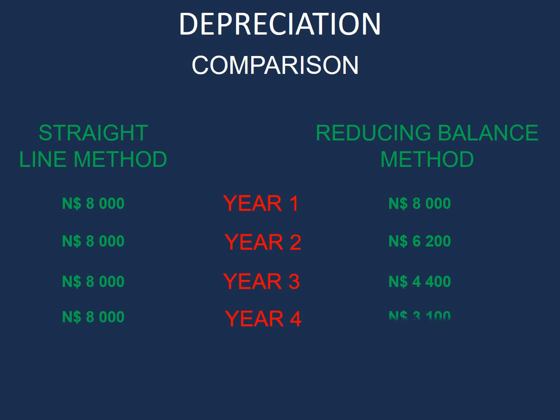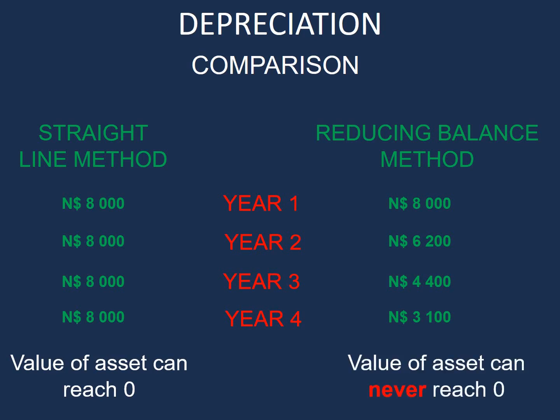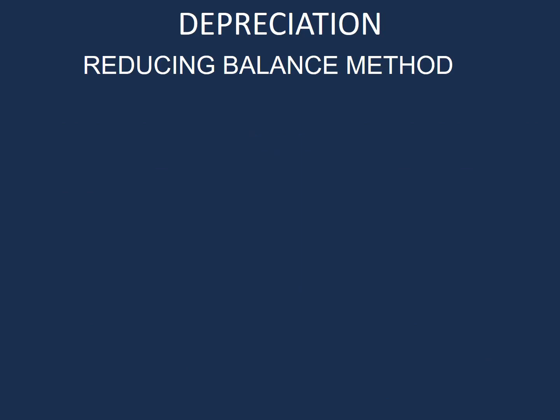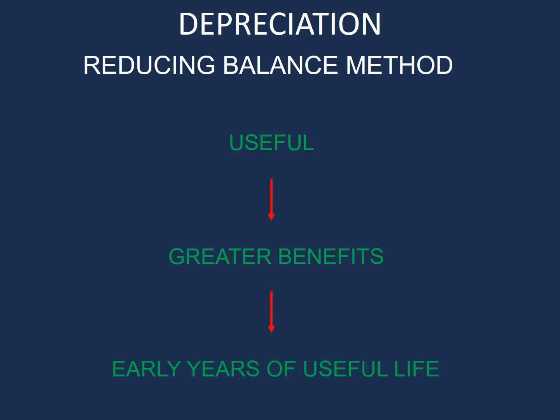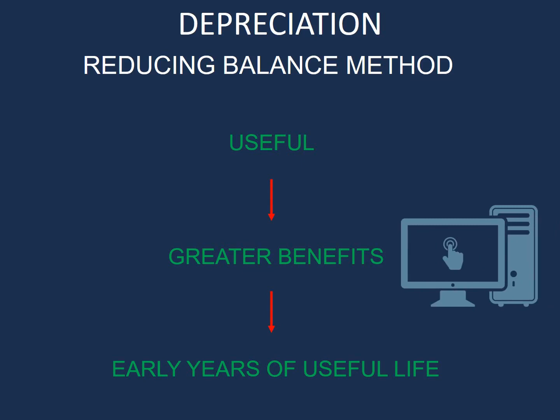And also in year 4, we can see the amount reduces using the reducing balance method, while it will stay the same using the straight line method. So if we use the straight line method, the value of the asset can reach 0, while if we use the reducing balance method, the value of the asset can never reach 0. Now, as opposed to the straight line method, the reducing balance method is useful when the greater benefits are enjoyed in the early years of its useful life. For example, a computer.